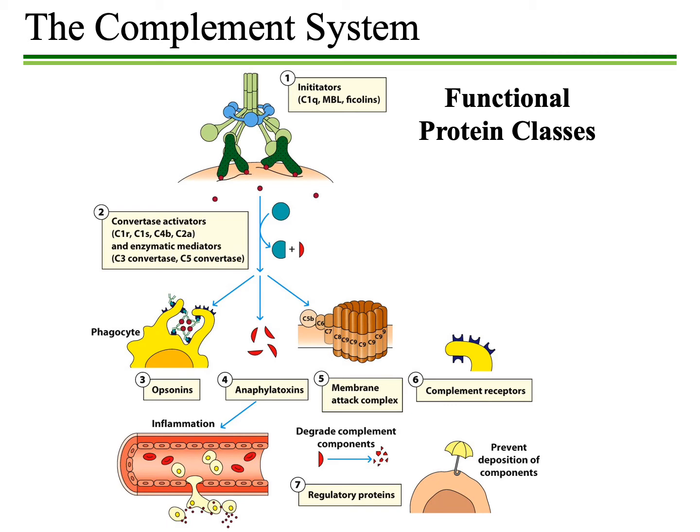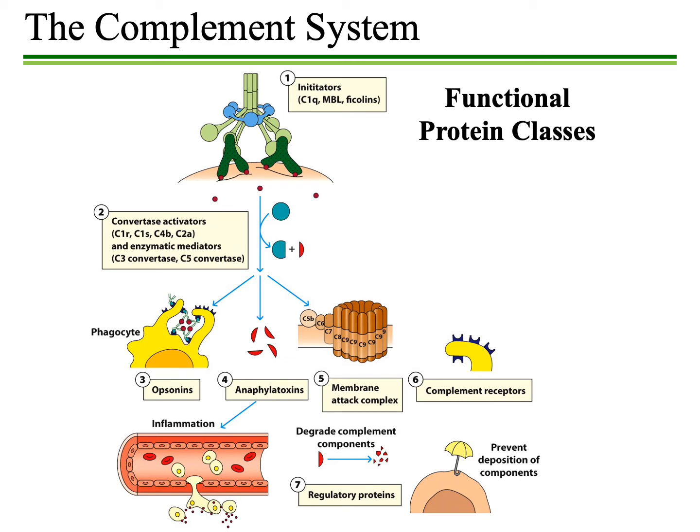Category 5, the membrane attack complex. Again, as I mentioned at the beginning of lecture, there is a specific component of the complement system that is involved in cell lysis, and this occurs by basically putting holes in the membrane of the pathogens, and this is accomplished by something known as the membrane attack complex. So, any of the proteins that are part of the complement system that play a role in forming the membrane attack complex fit into this category.